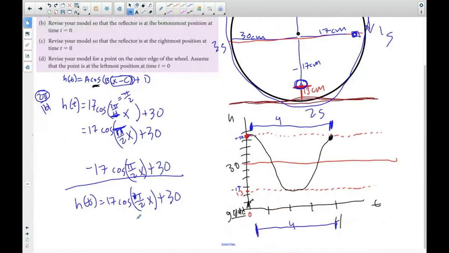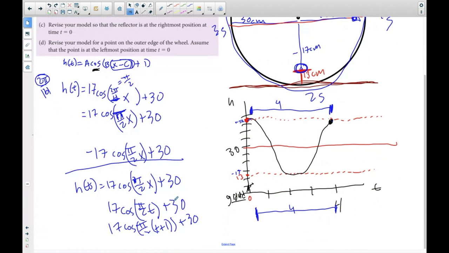All that's saying is, oh, well, my x is technically t. I don't know why I keep writing x here. It should be 17 cosine pi over 2 t plus 30. Now it's saying, oh, well, if you're at the rightmost part, that means your time has gone to 1 second. So it'll be 17 cosine pi over 2, and then t plus 1, plus 30.